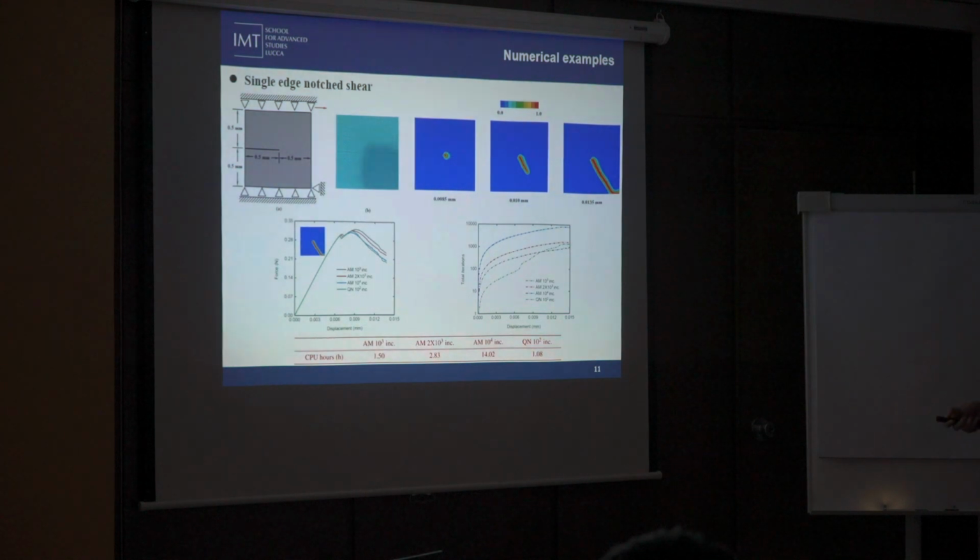But for the staggered scheme, if you take different numbers of time increments, there will be some differences, and you must choose many time increments to achieve the converged solution. So basically, the Newton monolithic solution scheme is much more efficient. It's independent of time step size or total number of time increments.